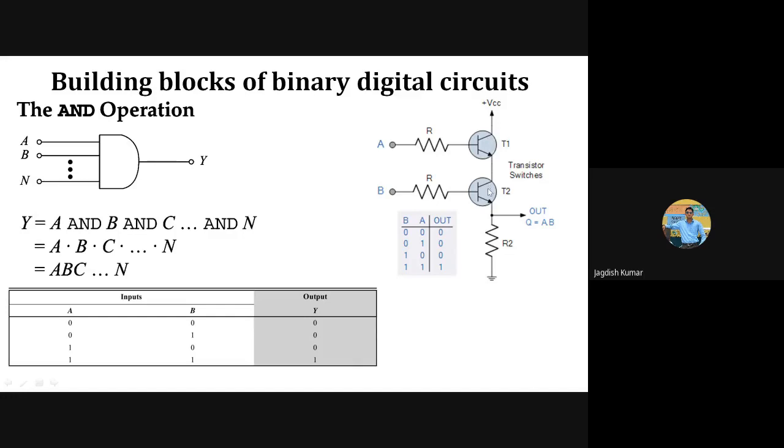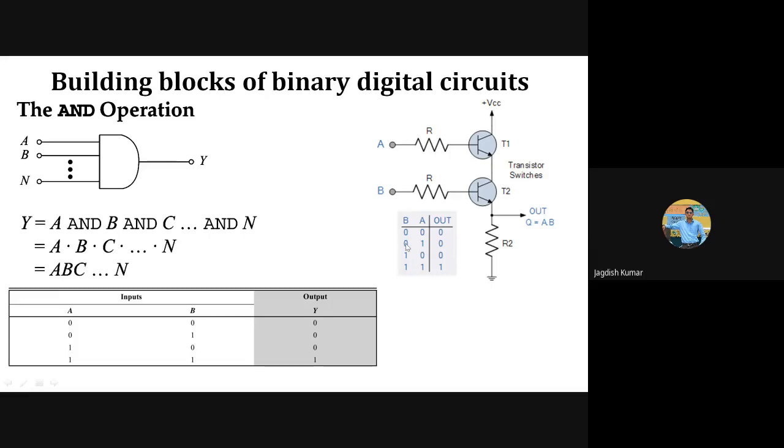T1 and T2 are all switched off, which means these are acting like open switches. So what will be the output here? It will be 0, because it is connected to the ground, and this voltage is not able to reach this point. This voltage will be able to reach here only when we connect a wire directly like this, but this is being done with the help of these transistors. So if both the transistors are in off state, the output here will be 0.